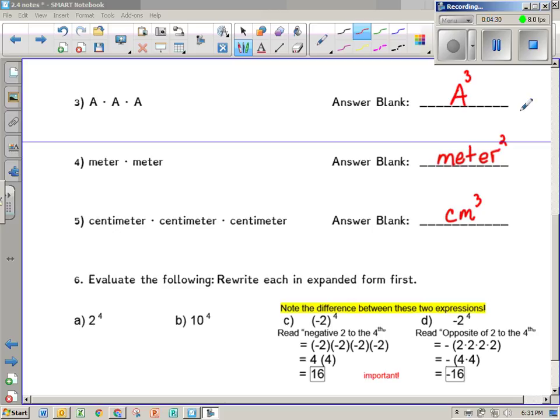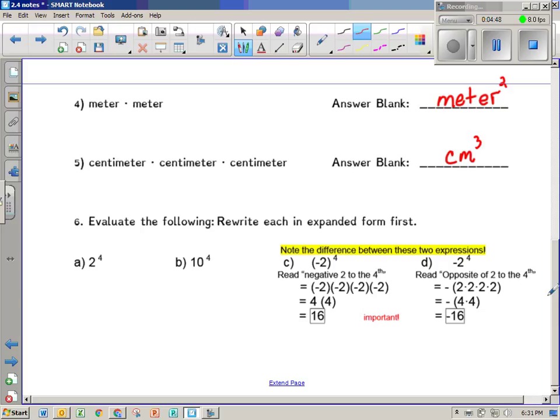All right. Well, we're back. A times A times A is A to the 3rd. Meter times meter, meter squared. We could have just used an M here. Centimeter times centimeter times centimeter is the abbreviation for centimeter cubed. And then when you get down here to the bottom, that's a little bit different directions now. Now they're saying evaluate the following. Rewrite each in expanded form first.